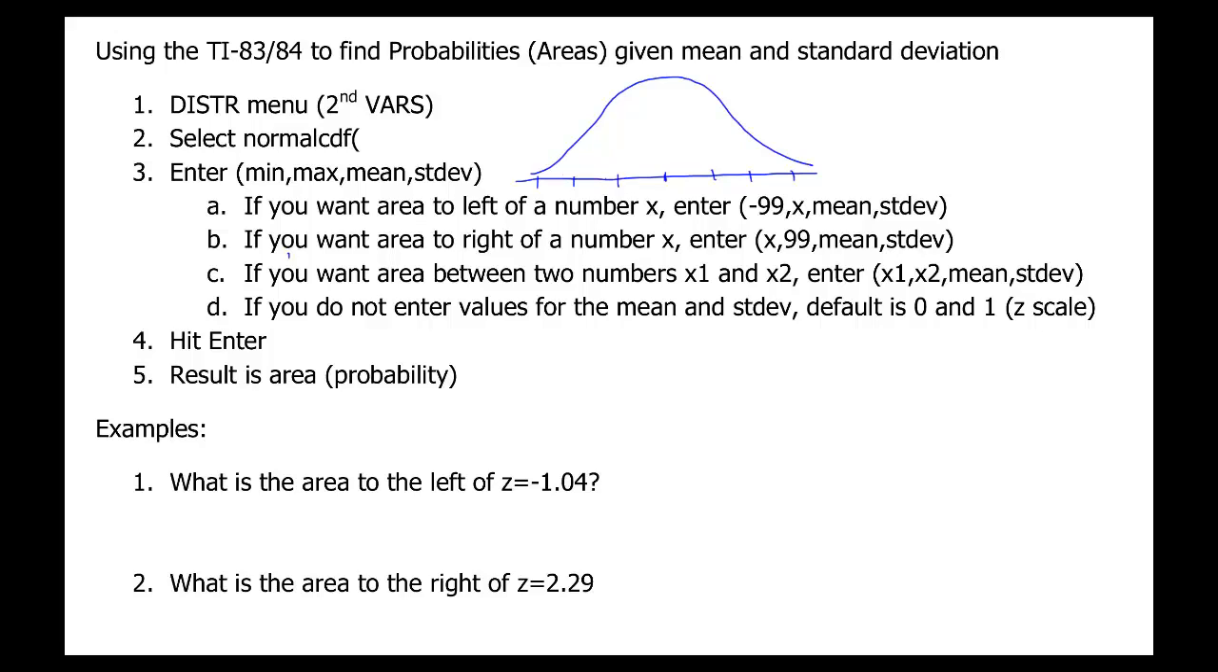So let's say we want the area to the left of whatever this x is. So this area that's shaded here. You would put your minimum value as minus 99. And that would ensure that it's so far off to the left that you'll include any possible little piece of area that's over here.